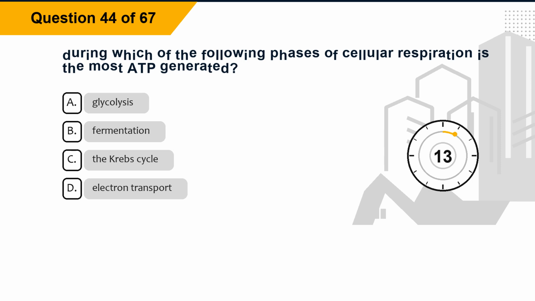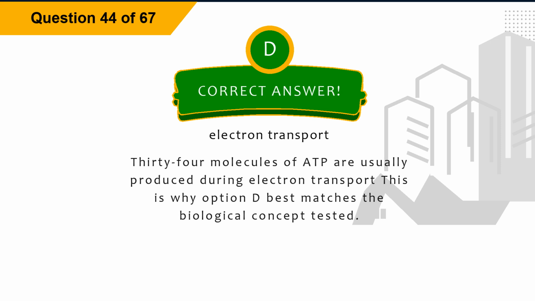Question 44. During which of the following phases of cellular respiration is the most ATP generated? Option A, glycolysis. Option B, fermentation. Option C, the Krebs cycle. Option D, electron transport. The correct answer is option D, electron transport. Explanation. 34 molecules of ATP are usually produced during electron transport. This is why option D best matches the biological concept tested.